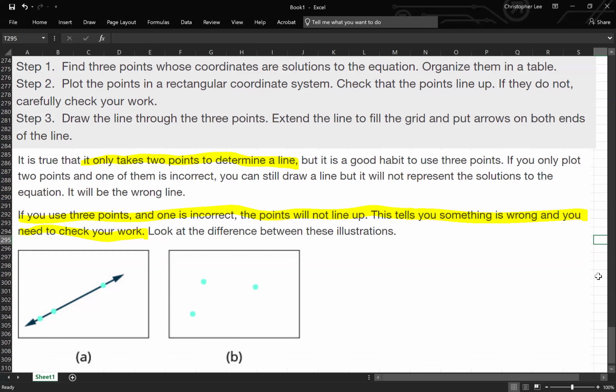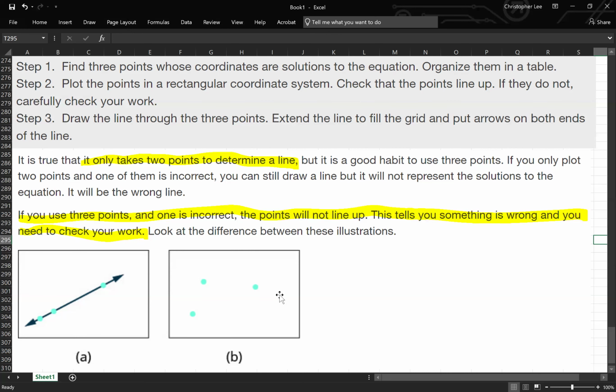It's when you do more points that you can say, okay, this 1 point over here, I must have done something wrong with that because all of them are appearing to line up here, you know? If you use 3 points and one is incorrect, the point will not line up. This tells you something is wrong and you need to check your work, right?